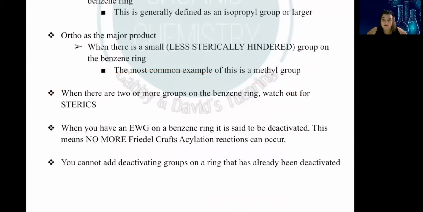All right, when you have 2 or more groups on a benzene ring, you want to be mindful of steric hindrance. So if a lot of interactions can occur, then it's not really the best place to put that group, okay? And we're going to see examples of this as we go throughout the problems.